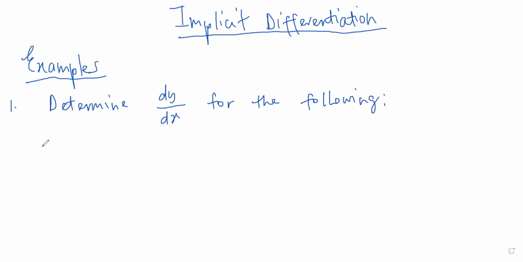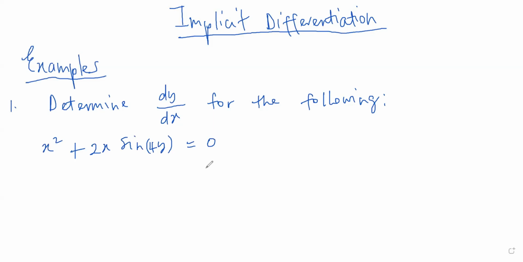Okay, so we have x squared plus 2x multiplied by sine of 4y is equal to 0. So we are given an equation in two variables, that's x and y, and this is our equation. And we have to use this equation to determine dy dx.